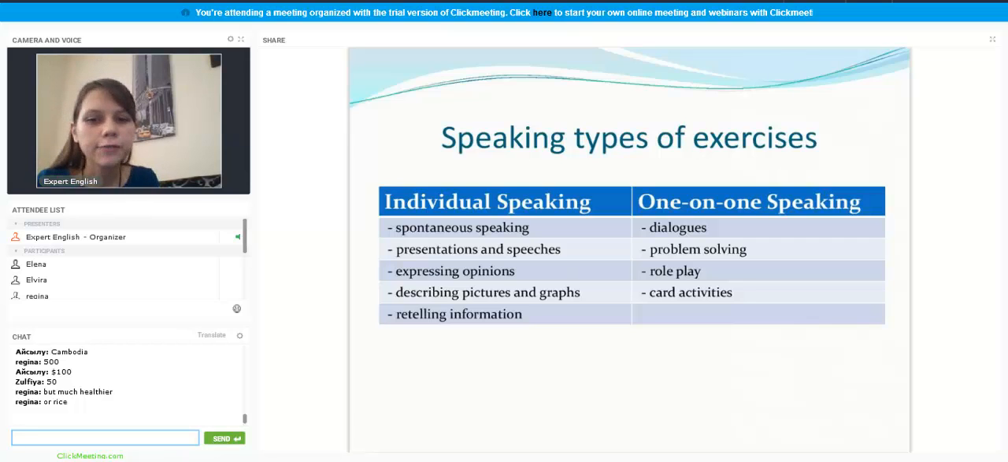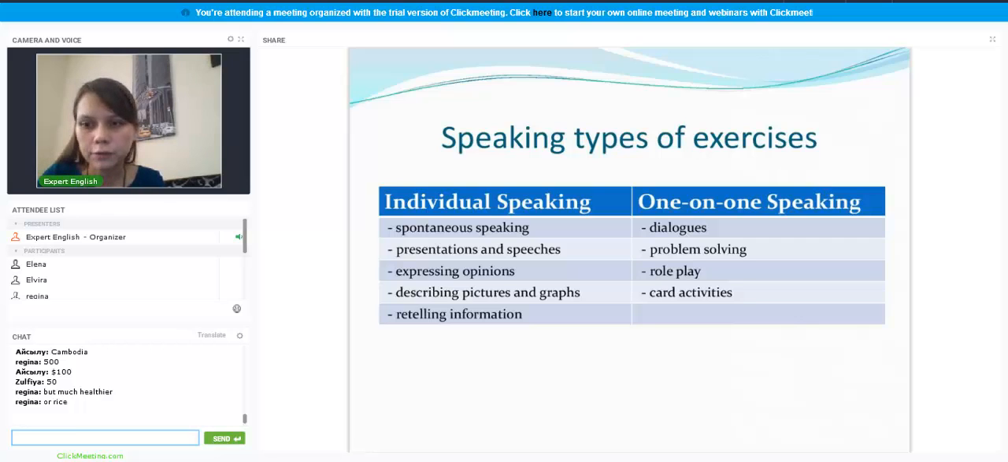So for one-to-one speaking, as it's written here, of course, the first way is making dialogues. It can be made in different forms. You can give students just a topic. You can ask them to discuss something, or you can do it in other forms. I'm sure you know it very well, but I'd like to speak about more precise details.